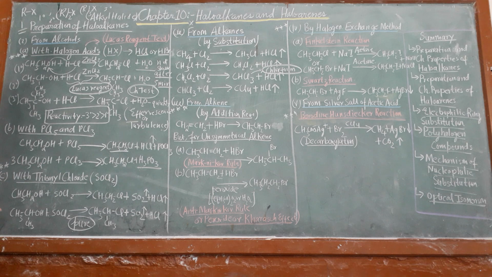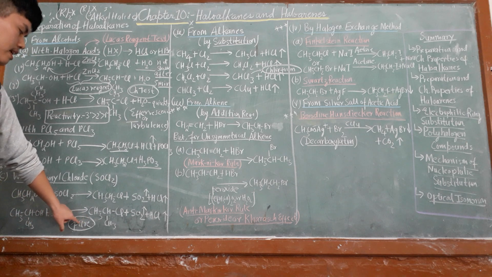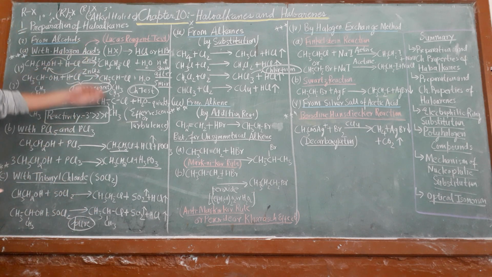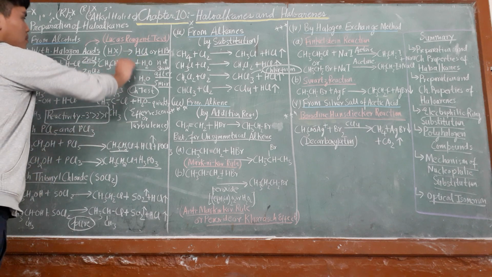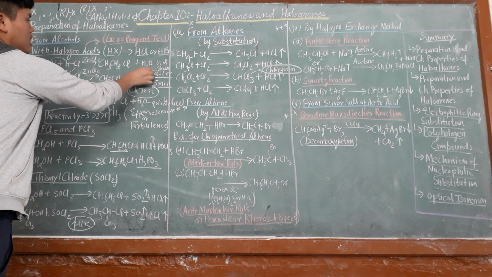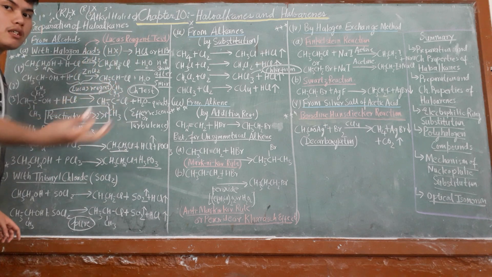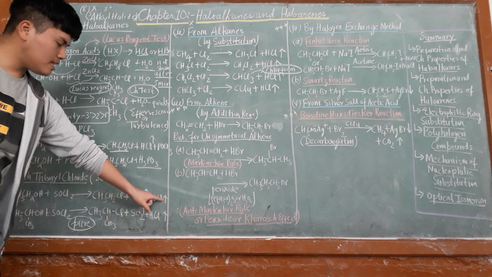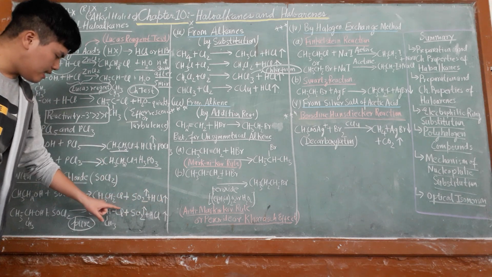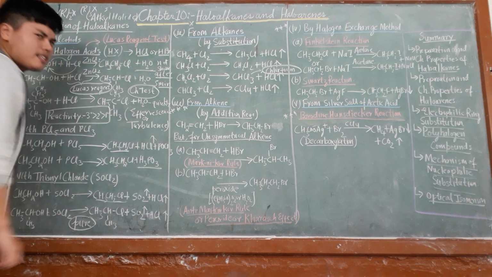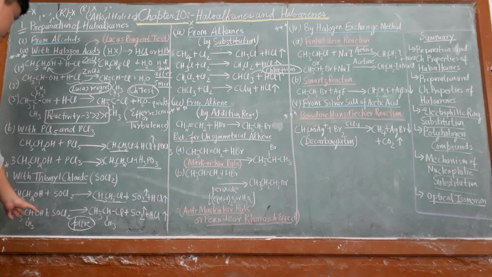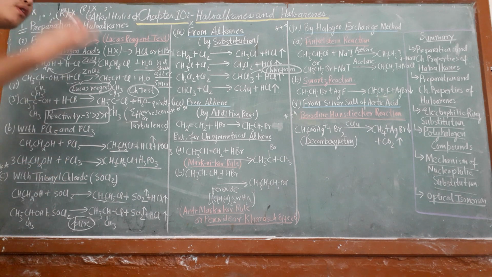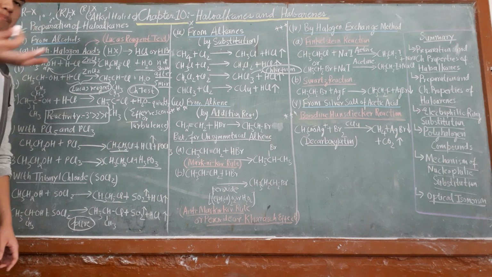The important point is that we are getting pure alkyl halide. In other reactions the side products are mixed in the liquid mixture, but here the side products are gases. The main product can be extracted very easily. So that's why we are getting pure chloride. That's why you can say this reaction is very important, because we are getting pure alkyl halide or haloalkane.